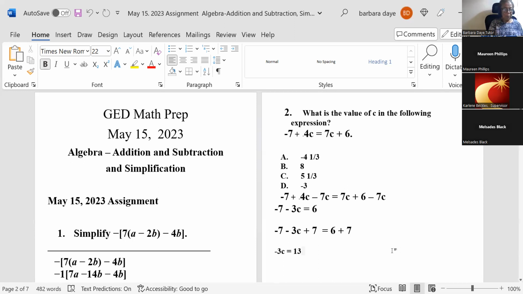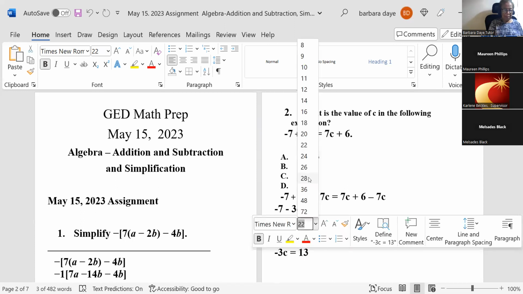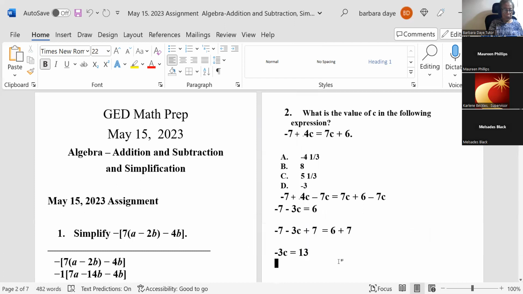Okay. Now we have a minus 3c equals 13. So what do we do to find c? We are going to divide on both sides. Divide by what? Minus 3. Yeah, you divide by minus 3. So c then would be equal to 13 divided by minus 3.